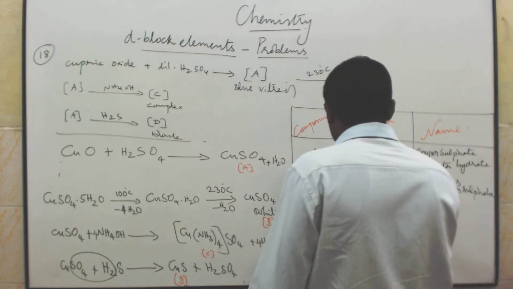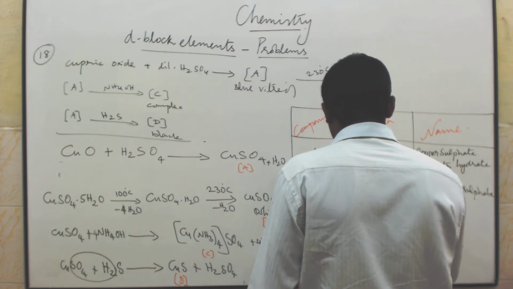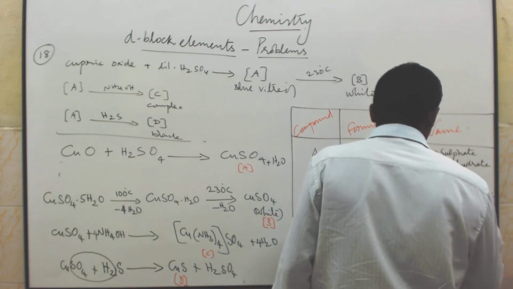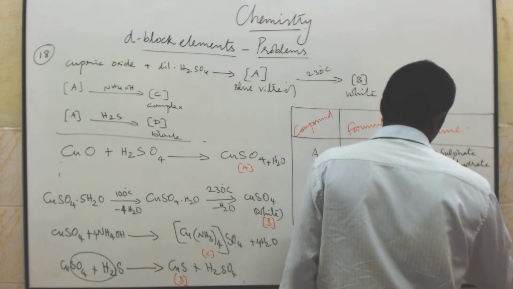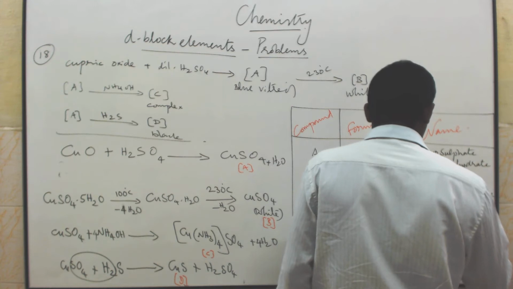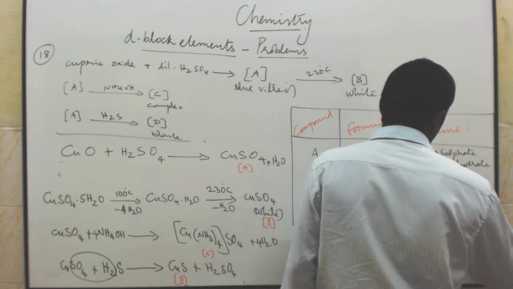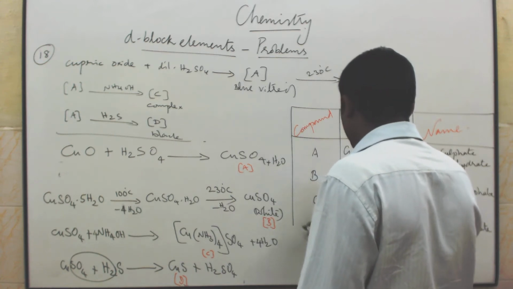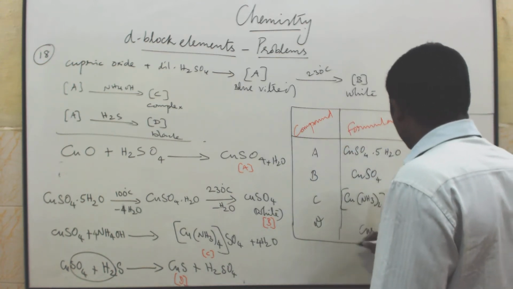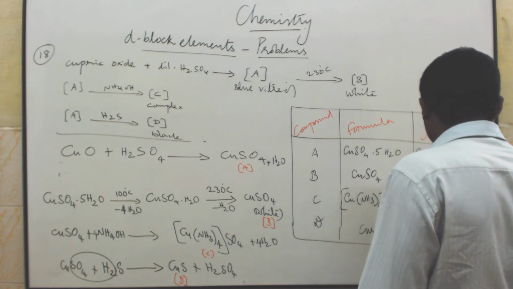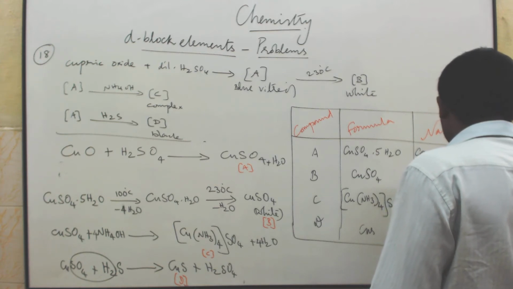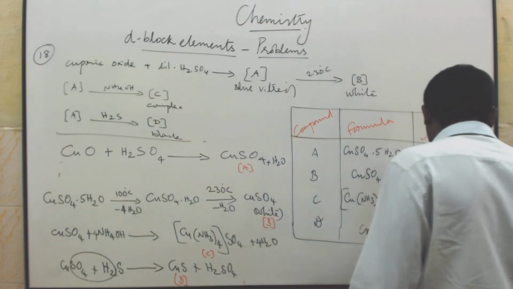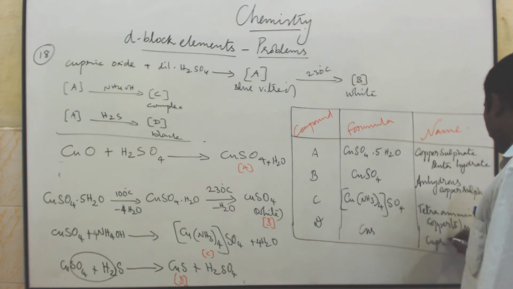Compound C, Cu(NH3)4 SO4, tetraamine copper 2 sulfate. D is CuS, that is cupric sulfide.